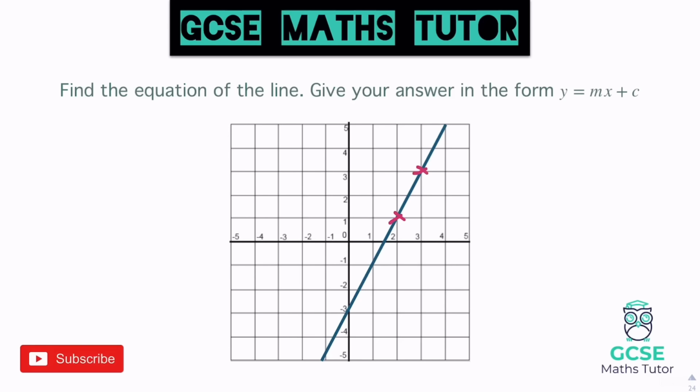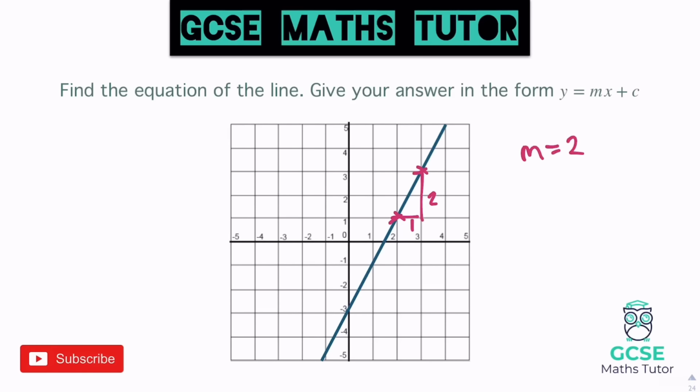Now if we go across 1 on the x-axis, being careful of the scale here, because although mine goes up in ones, sometimes you might have 2 squares for every one, so just be careful of that. Now it goes across 1 and then it goes up 2, so every 1 across it goes 2 up, so the gradient, the value of m, is 2.